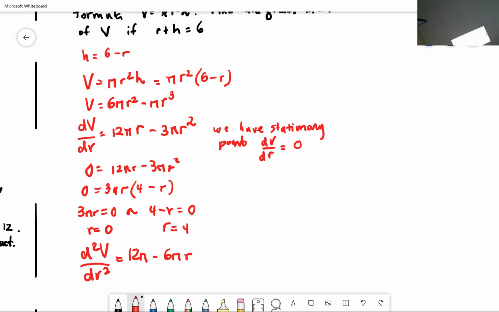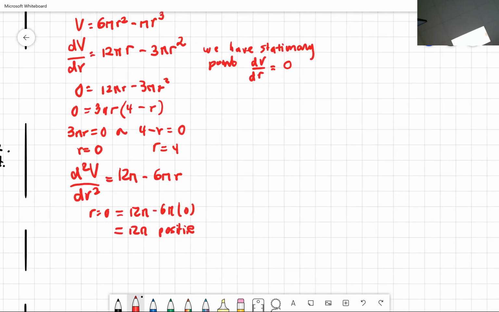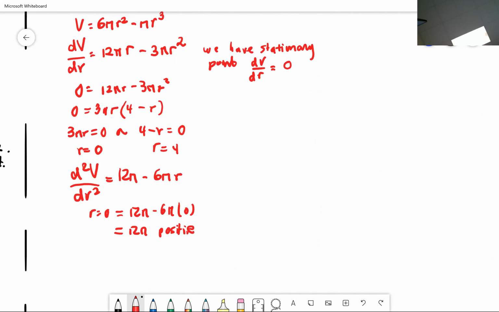So now all you got to do is substitute. If you put in r equals 0 here, you get 12 pi minus 6 pi times 0, and this just comes out to 12 pi. So this is obviously positive. The way I think of positive is positive curvature, which will look like this. So that's positive concavity, which will be a minimum.